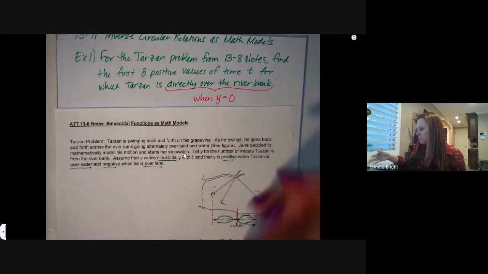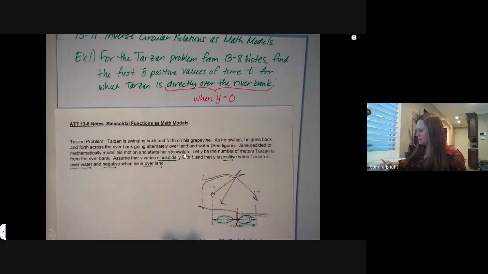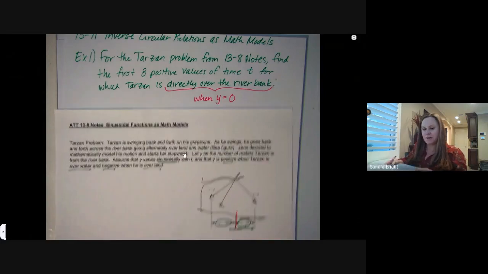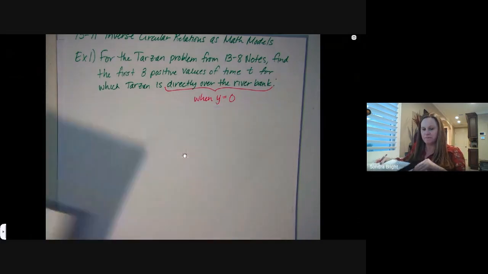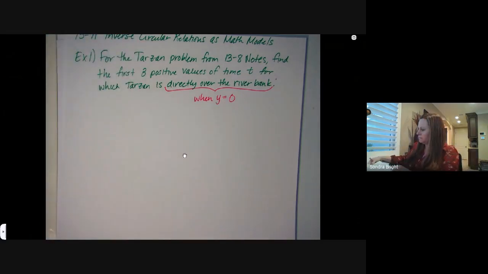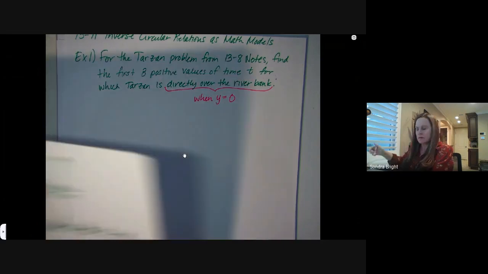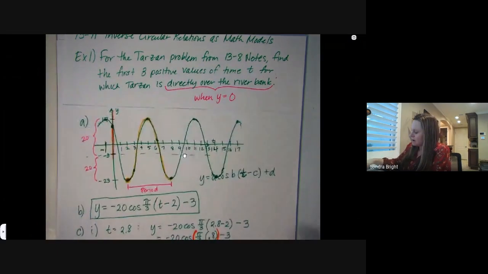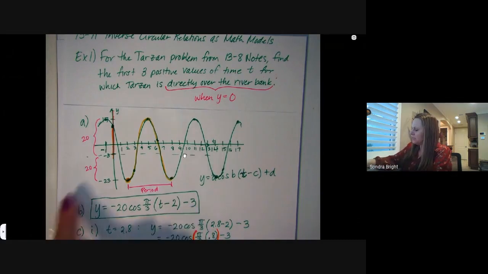And then also from the notes from that day, we ended up coming up with the equation y equals negative 20 cosine of pi over 3 times t minus 2, minus 3. So I'm going to write that down in just a minute. And then let's look at the picture.